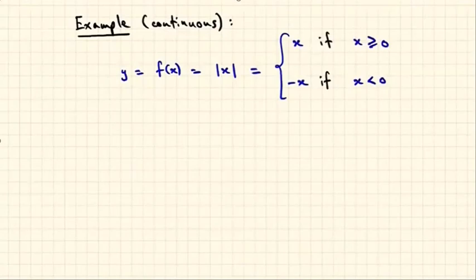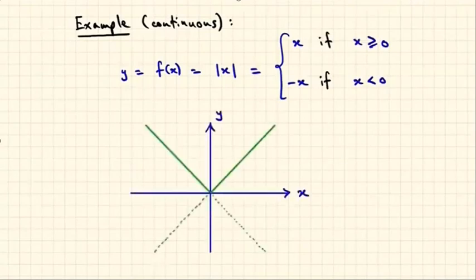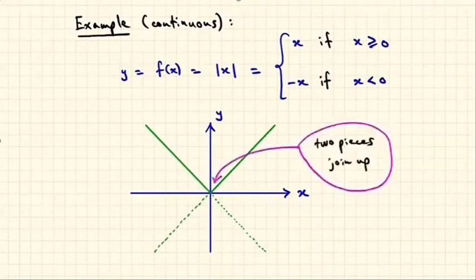The graph is well known to most of you. It's a V-shaped graph formed by taking the line y equals x in the first quadrant in the plane and combining it with y equals minus x in the second quadrant. The two pieces of the curve or the graph join up, matching perfectly at the origin. You can imagine drawing the V shape without lifting your pen off the paper.